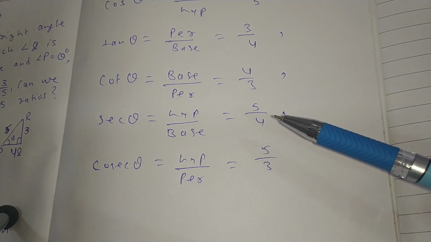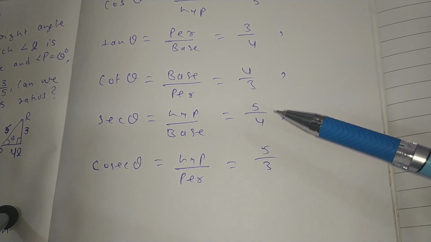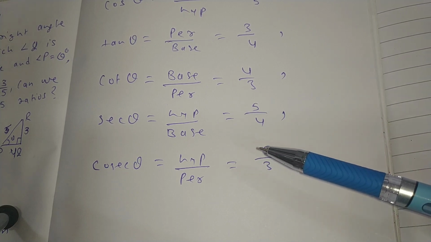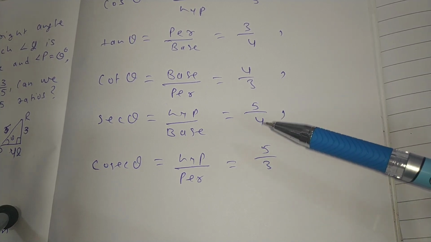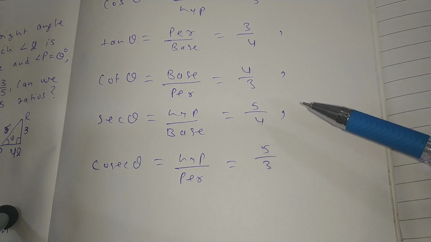See how we get all the trigonometric ratios. If we have one trigonometric ratio, we can actually find all the other trigonometric ratios.